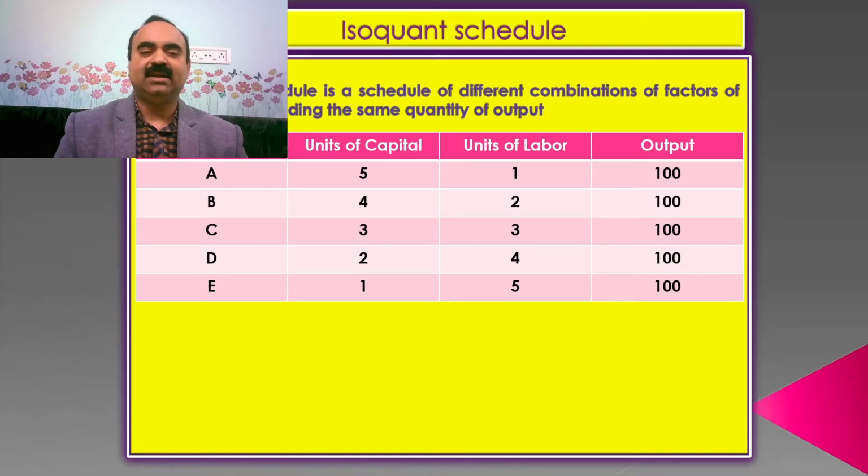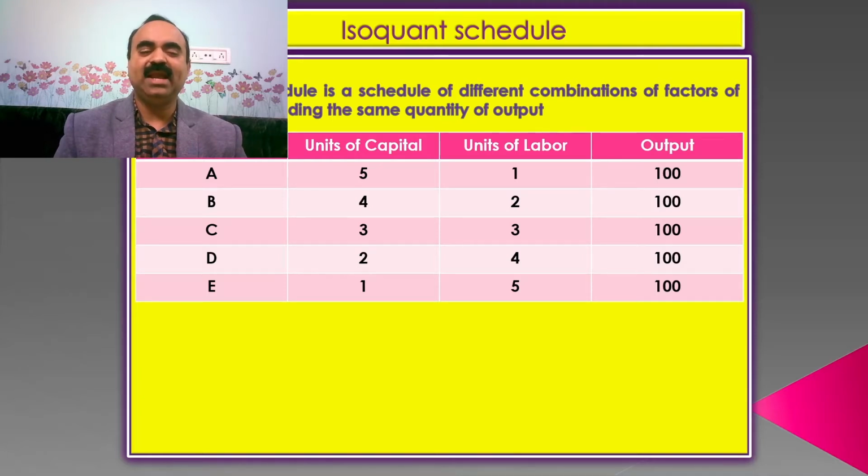Dear students, in this slide, I had explained isoquant schedule. Isoquant schedule is a schedule of different combinations of factors of production yielding the same quantity of output. In the schedule, I had taken 4 columns. In column 1, I had shown combination. In column 2, units of capital. In column 3, units of labor. And in column 4, units of output.